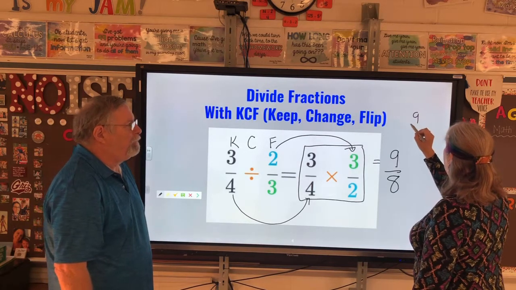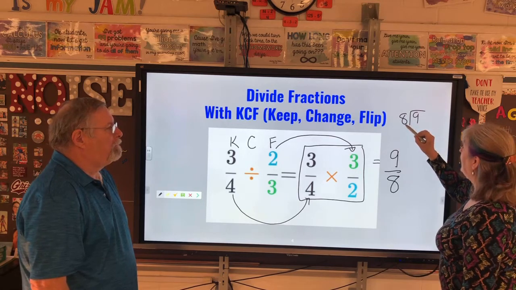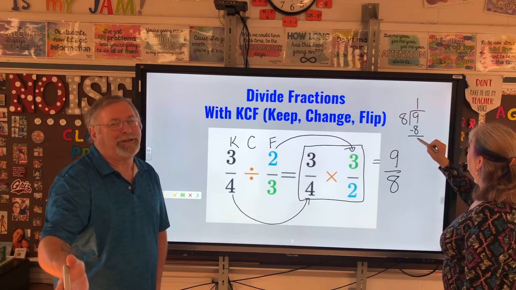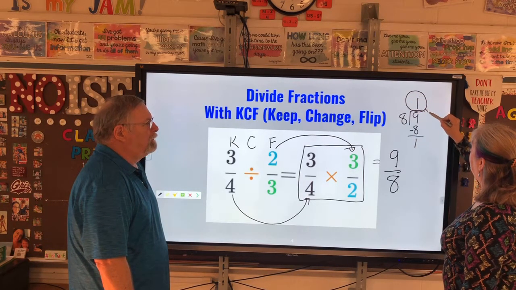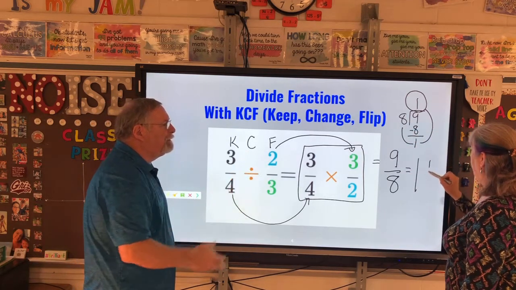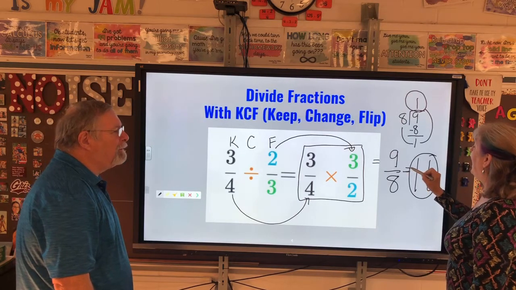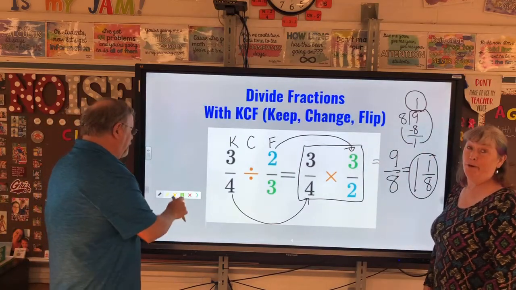I'll just do it the long way. 9 is being divided by 8. How many 8s in 9? 1. 1 times 8 is 8. This is my favorite part because you get to use remainders. No remainders. 1 and 1/8. We have 1 left over out of 8. That's a remainder fraction. That's true. I know I'm right.